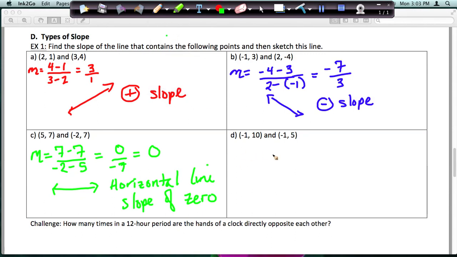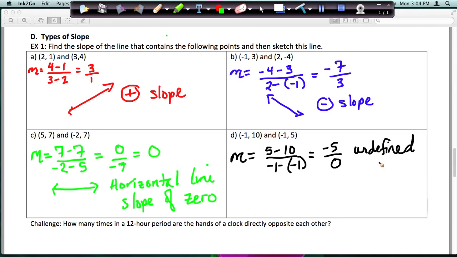Okay, and then for the last one, when you go ahead and find the slope, you have your y2 of 5 minus your y1 of 10. So 5 minus 10 over your x2 of negative 1 minus your x1 of negative 1. And then when you go ahead and do this, your numerator is negative 5, but your denominator becomes negative 1 plus 1, which is 0. So you cannot divide by 0. This is called undefined. It's not possible to divide by 0. And when you have an undefined slope, if you plotted those 2 points, you'd see that you have a vertical line. So a vertical line has no slope. Okay, the slope is undefined.